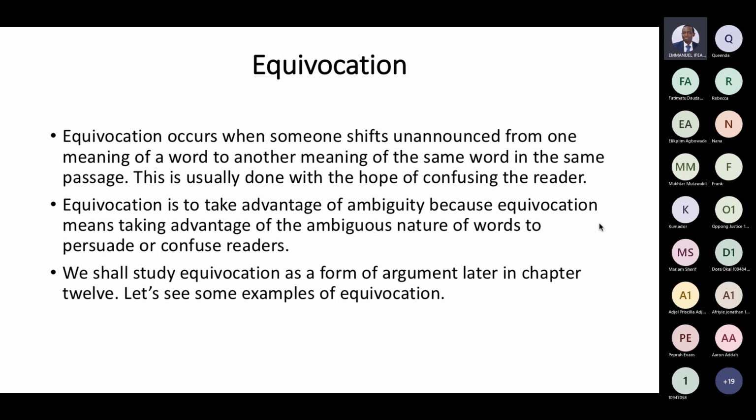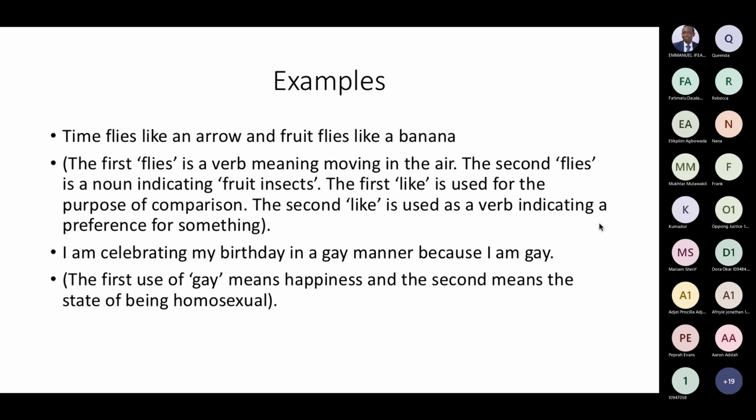Now, we're going to see examples of argumentative equivocation when we see arguments in the last week of the semester, especially when we see informal fallacies. But today we're going to look at examples of non-argumentative equivocation. Now let's look at some of them. Time flies like an arrow and fruit flies like a banana.